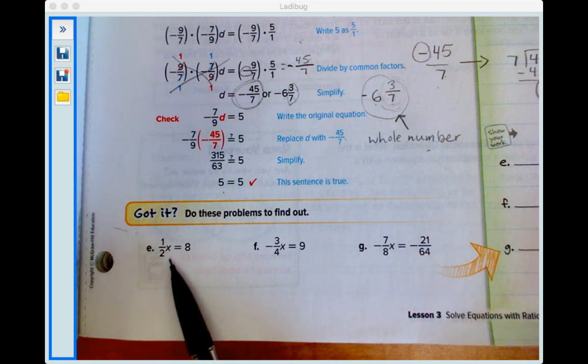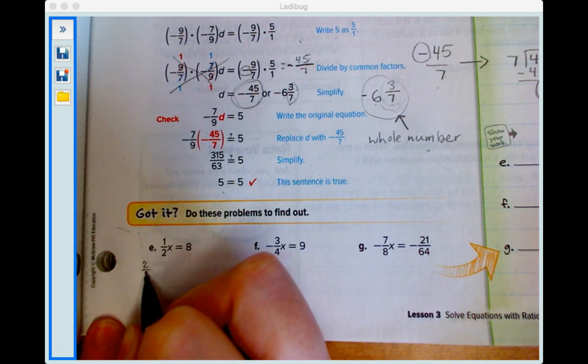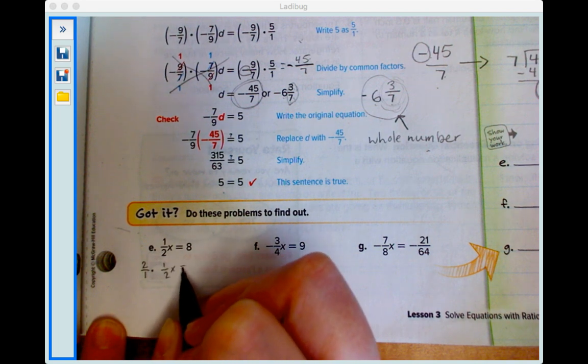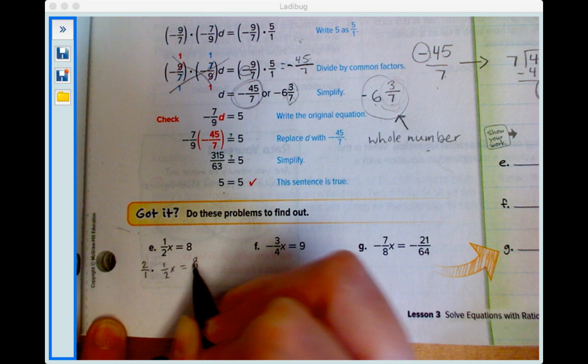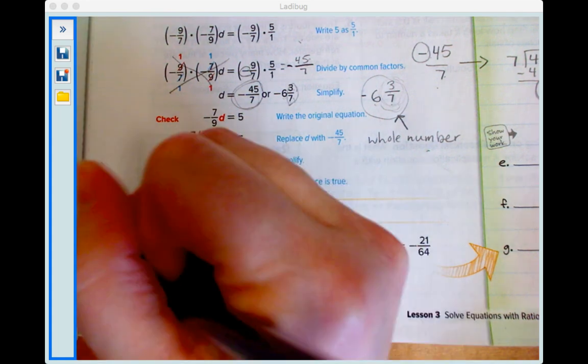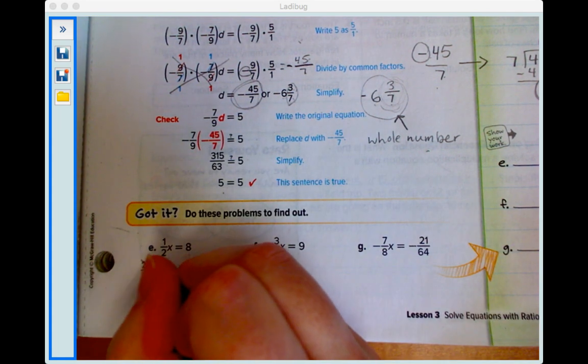So, 1/2 times x equals 8. This one looks like example 3. We're going to try it using example 3. So you're going to flip your fraction and multiply it. And 2/2, cross that out. 1/1, cross that out. X is by itself.